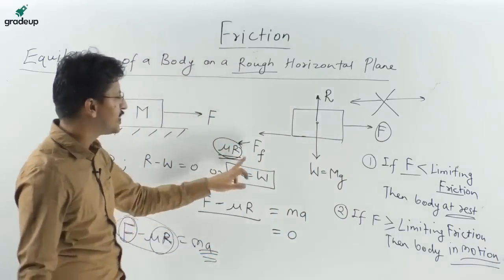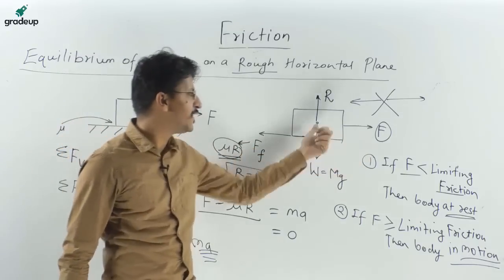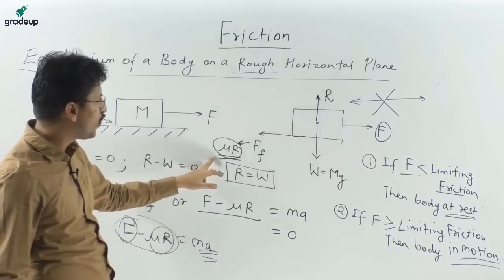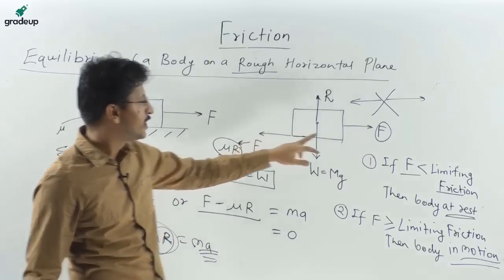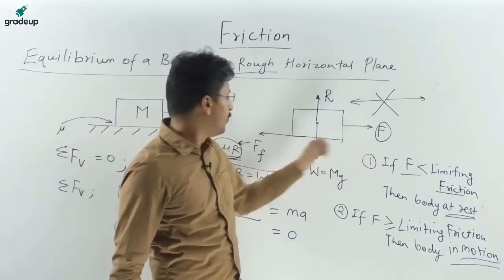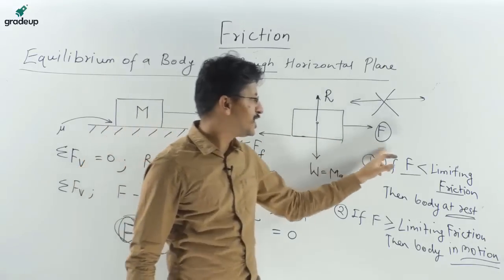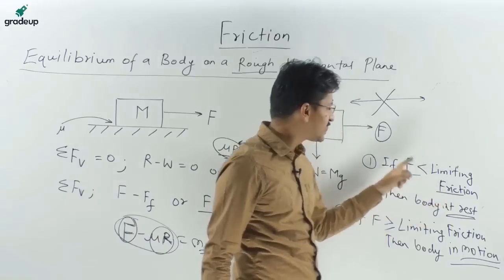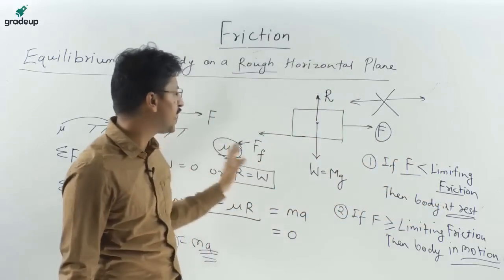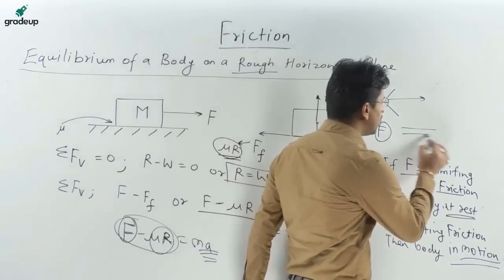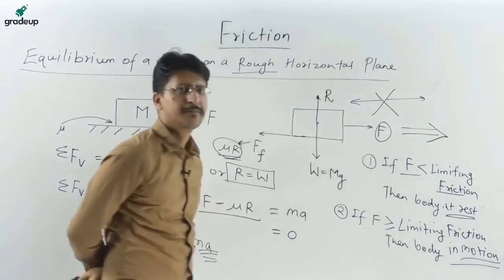It cannot happen that this mu r becomes greater than F and the body starts moving in this direction. No, this cannot happen, because this mu r will be equal to F till this F is less than the limiting friction. If this F becomes more than the limiting friction, then there will be a resultant force in this direction and the body will move in this direction only. Okay.